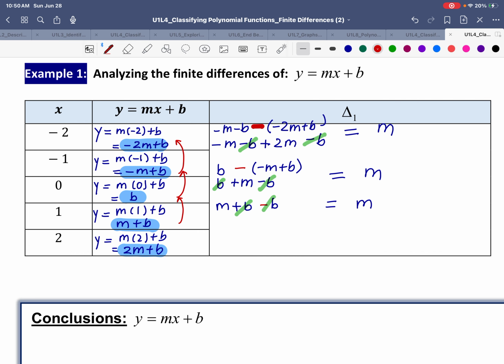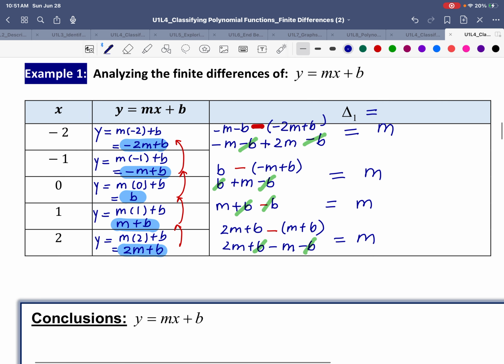And next we're going to have the value of 2m plus b, and we're subtracting m plus b. So we're subtracting two terms, we've got to keep it in brackets. And 2m plus b minus m minus b will give 2m minus m, equal to m, so the value will be m. So as you can see, delta 1 is constant.